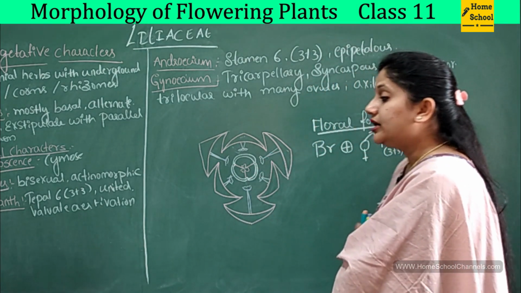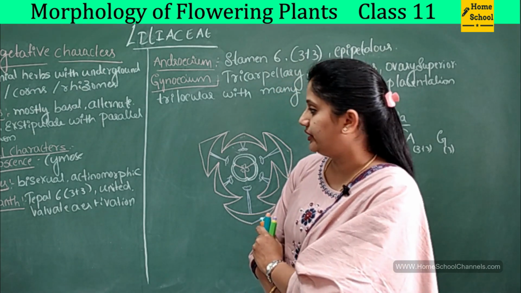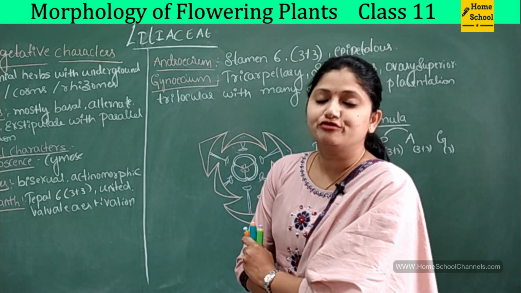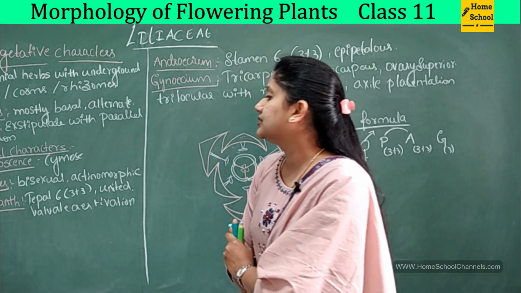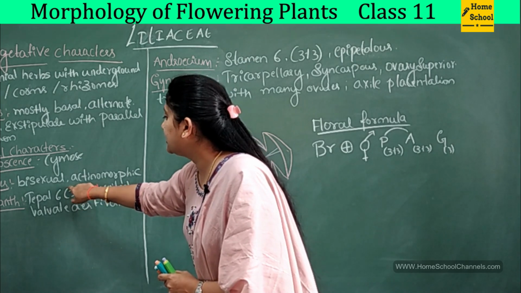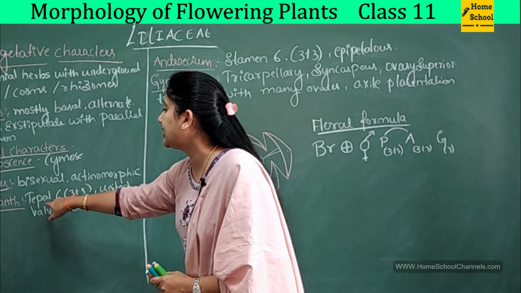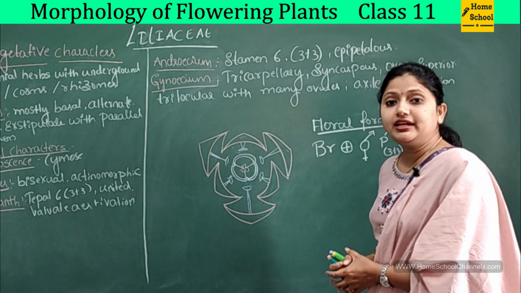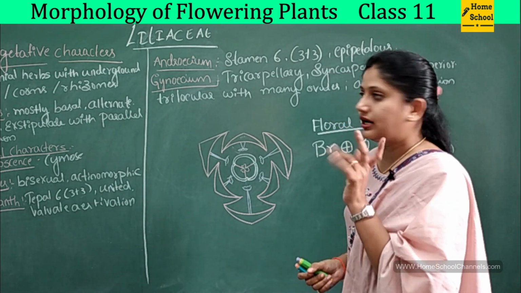Then, here the flower is bisexual and actinomorphic. Here there is no calyx and corolla. It is the fused calyx and corolla, that is the perianth. So the tepals are 6, 3 plus 3. In this 3 plus 3, 3 will be calyx and 3 will be corolla. Since they are fused, we are totally taking it as 6 tepals. They are united and they show the valvate aestivation. Since they are showing the valvate aestivation, there is no overlapping there.